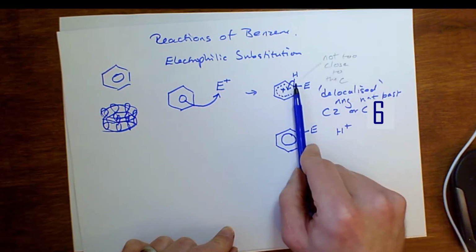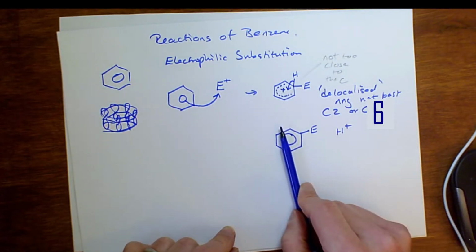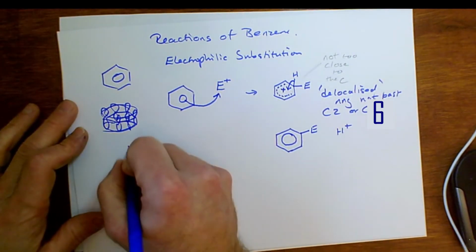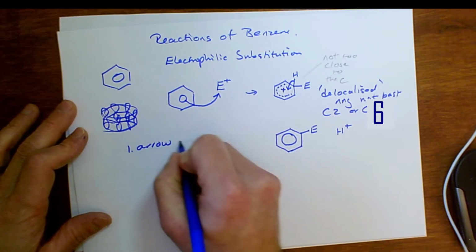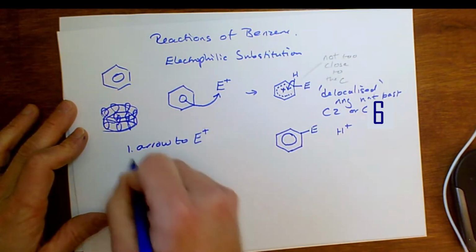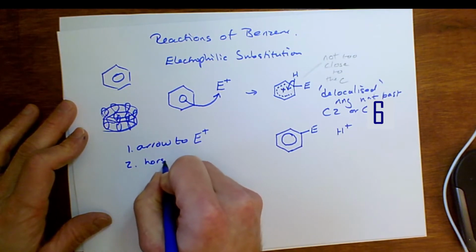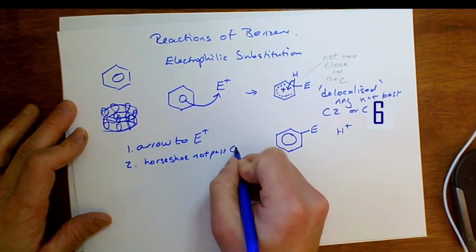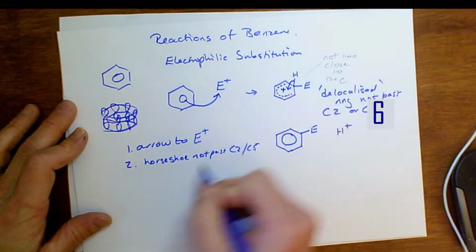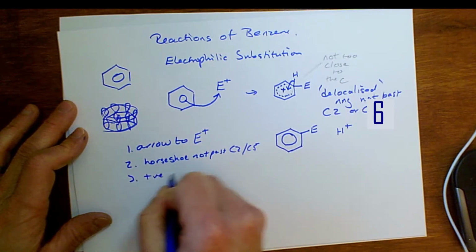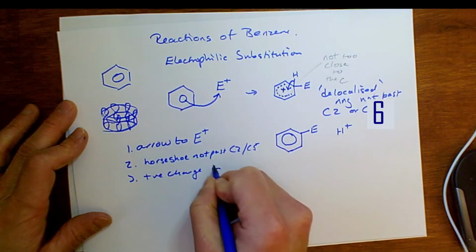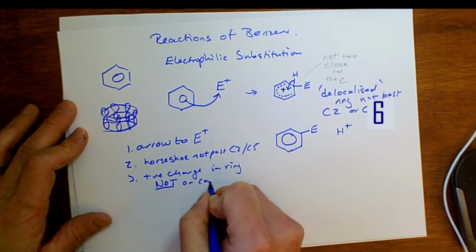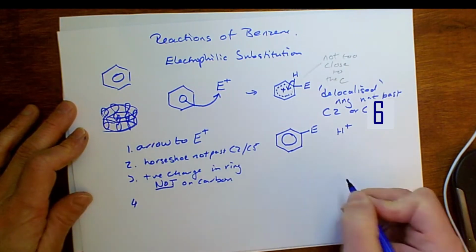Arrows, that shouldn't be too bad, but just make sure it's going into the ring rather than to a carbon atom directly. I'm going to write these out. So 1, arrow to the electrophile. 2, I'm going to call it a horseshoe, not past carbon 2 and carbon 5. So don't encroach over there. 3, the positive charge. It's in the ring, not on the carbon.